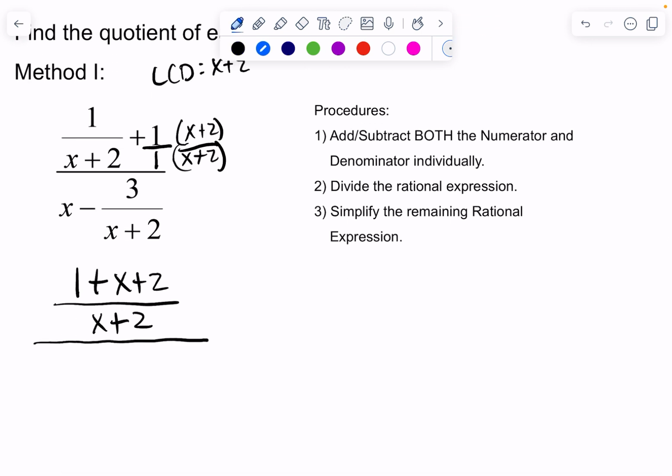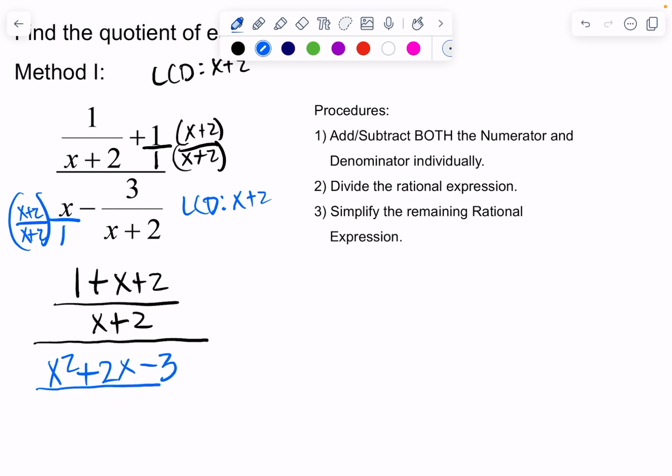Coincidentally, the LCD of the denominator is also x plus 2, which I'm going to multiply to both the numerator and the denominator of the first fraction, which is missing that x plus 2. That's going to give me x squared plus 2x minus 3 in the numerator over the common factor of x plus 2. Now I'm going to combine like terms and clean it up a little bit.